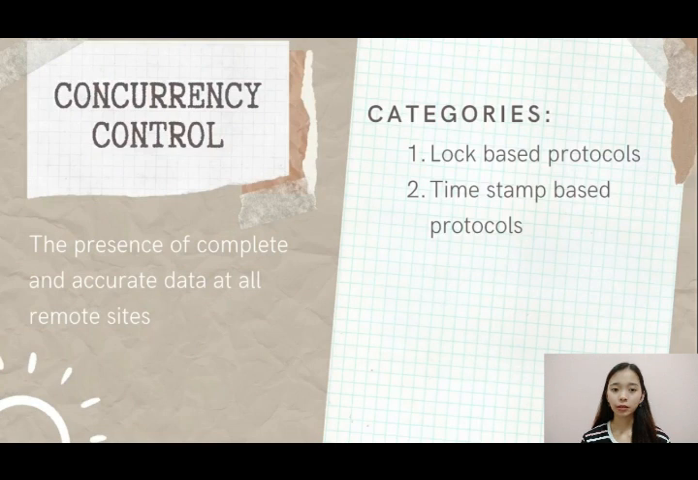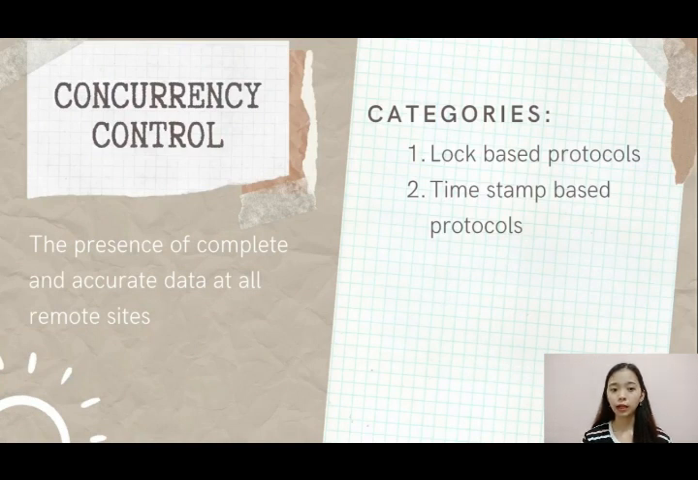Database concurrency is the presence of complete and accurate data at all remote sites. To achieve this, system designers must implement methods to ensure that transactions are in such a state. Concurrency control protocols can be broadly divided into two categories. The first one is lock-based protocols. Database systems equipped with lock-based protocols use a mechanism by which any transaction cannot read or write data until it acquires an appropriate lock on it.